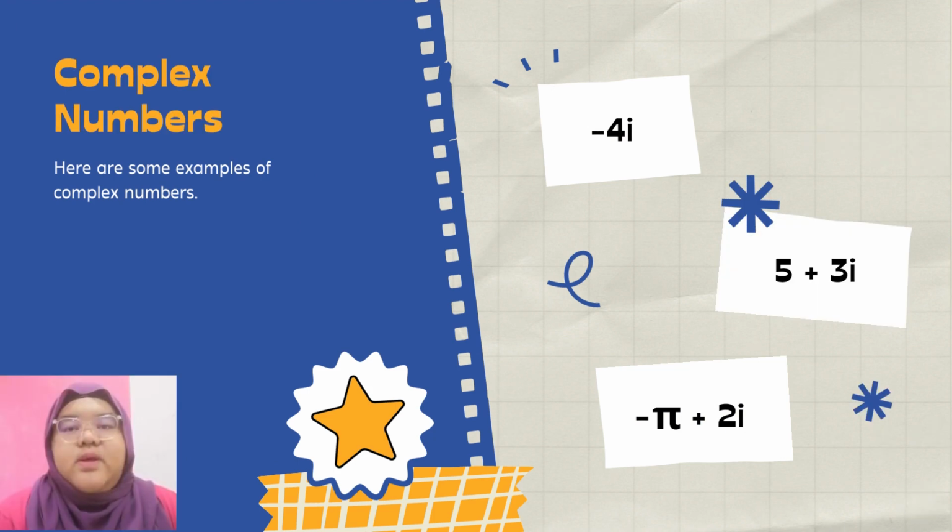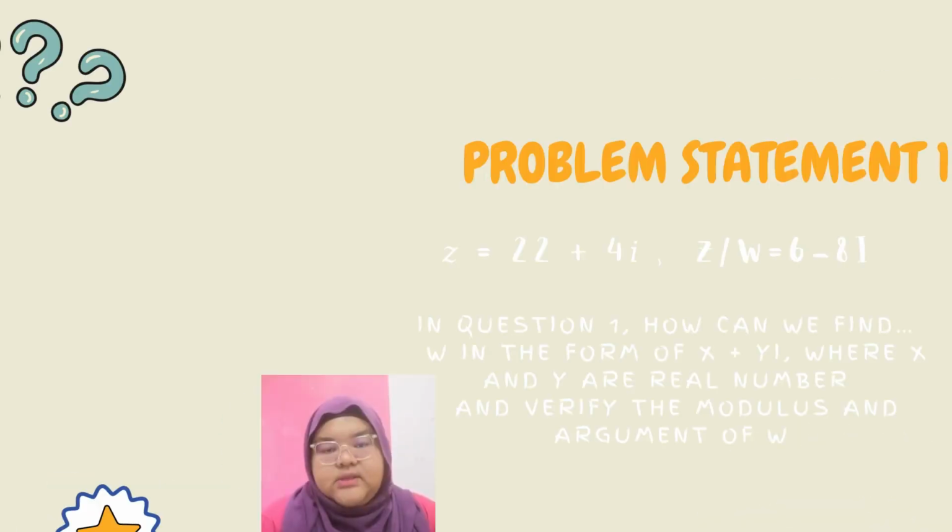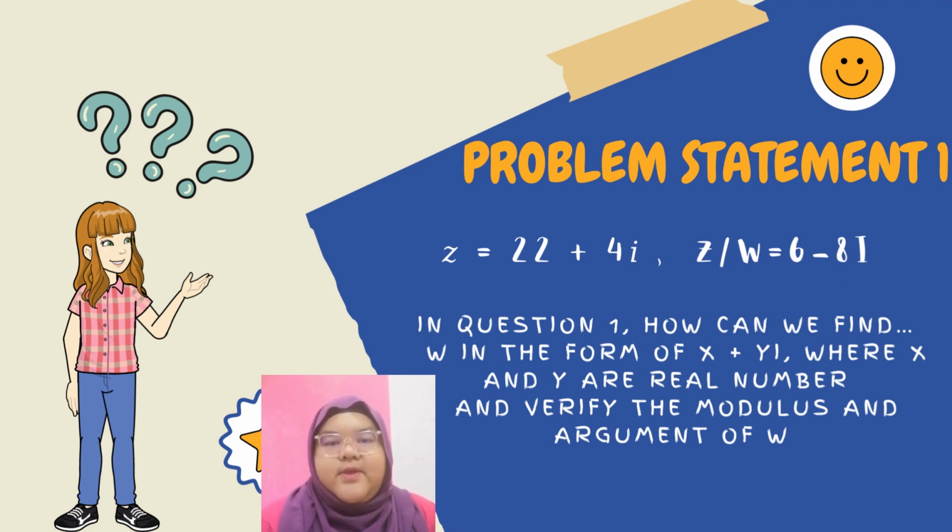Here are some examples of complex numbers: negative 4i, 5 plus 3i, negative 5 plus 2i. Next, I will explain problem statement number 1. Given z equal to 22 plus 4i and z over w equal to 6 minus 8i. In question 1, how can we find w in the form of x plus yi, where x and y are real numbers, and verify the modulus and argument of w?